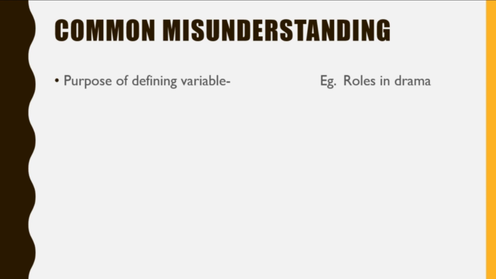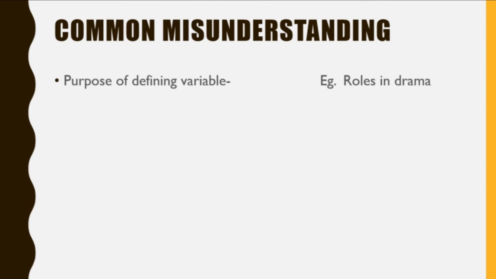We saw in the previous classes that research should be objective and replicable. So if somebody else wants to replicate your study, or understand your study, it is important that they know how you have used different variables in your study. So it is important to define the variable. Whatever variable you use, you must also say how you are using it.